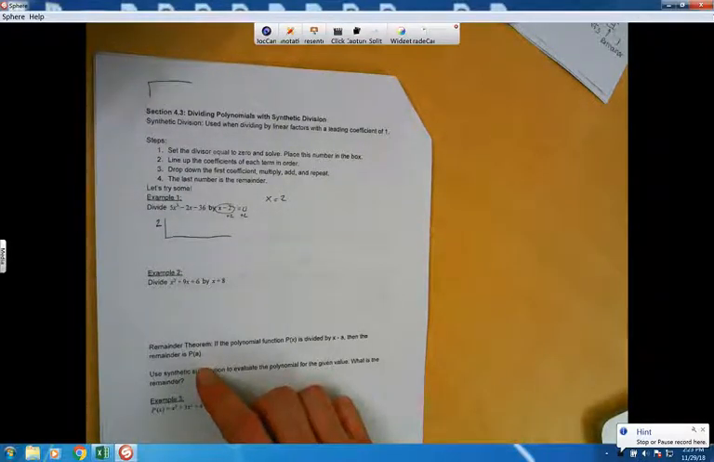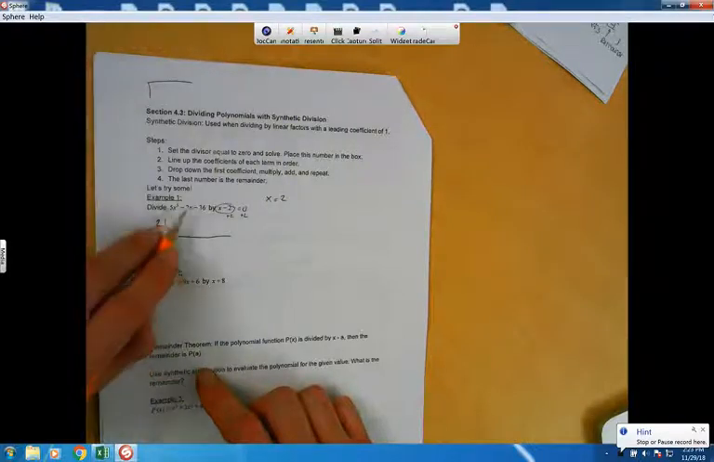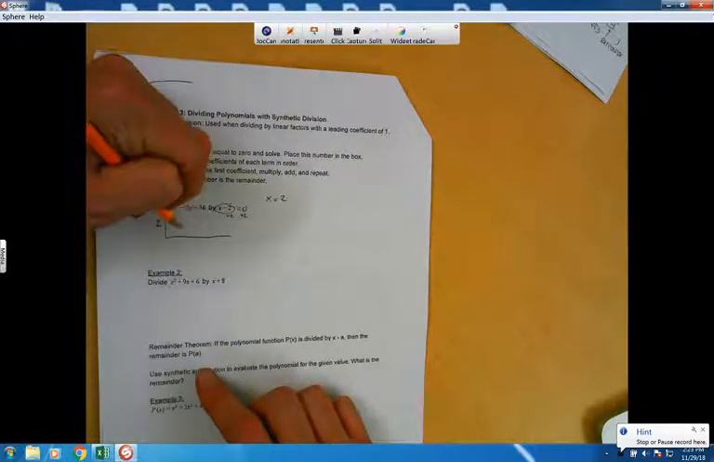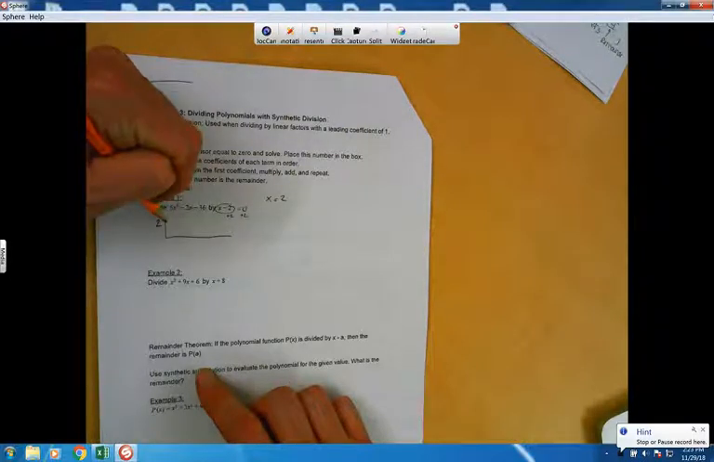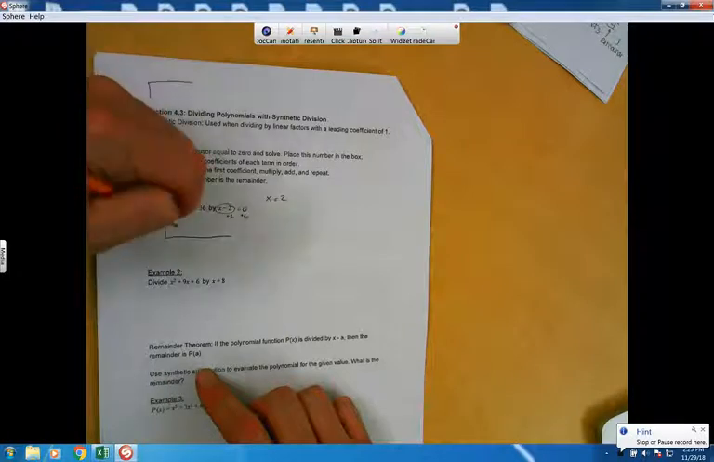Now, synthetic in general kind of means like a fake copy of something. So we're going to do the division without actually using the x's, because there's no x's in here. I think that's why they call it synthetic. So instead of writing a 5x to the third right here, we're just going to write the number 5.